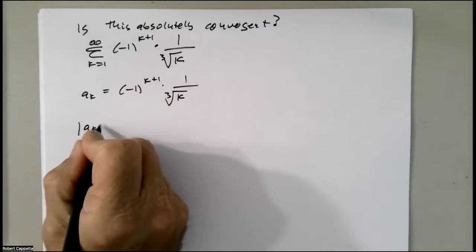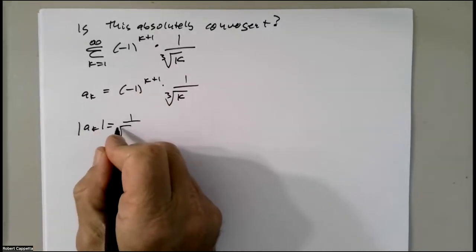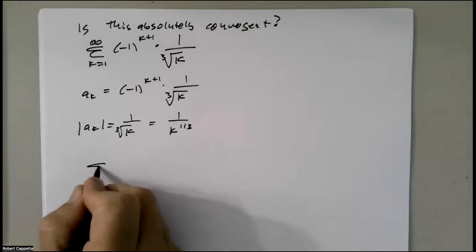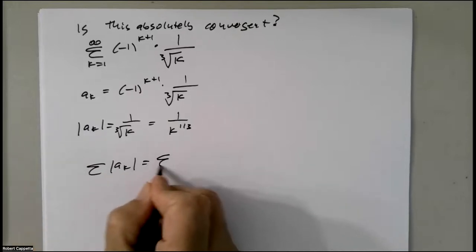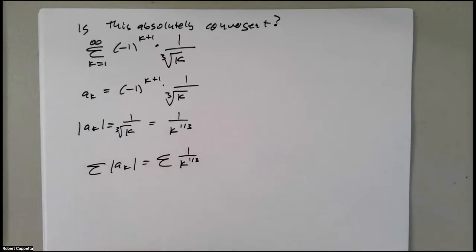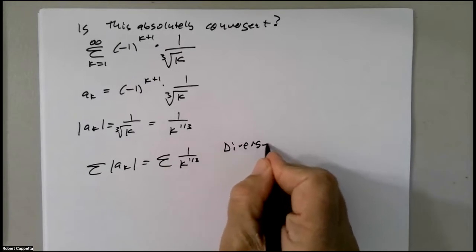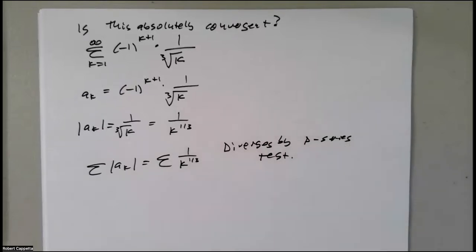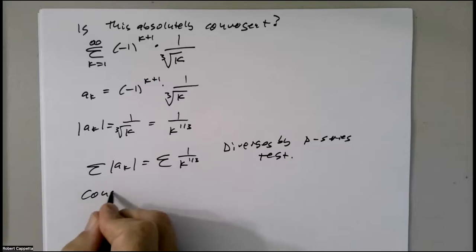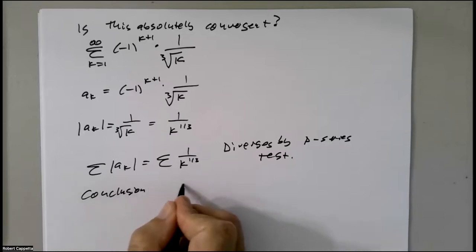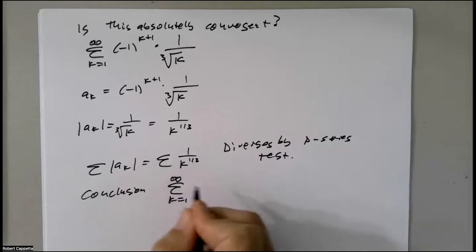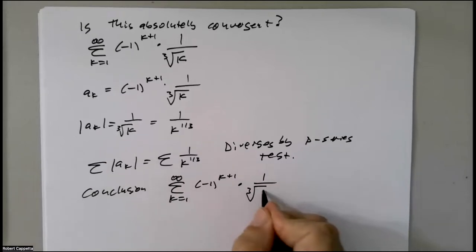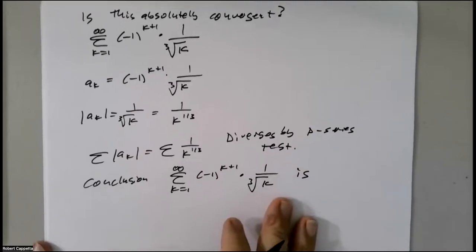What is the absolute value of a sub k? That's just 1 over the cube root of k, which is 1 over k to the 1/3. Look at the sum of the absolute value of a sub k, which is the sum of 1 over k to the 1/3, which diverges by the p-series test. So what's my conclusion? That is not absolutely convergent. The sum as k goes from 1 to infinity of negative 1 to the k plus 1 times 1 over the cube root of k is not absolutely convergent. It is conditionally convergent.